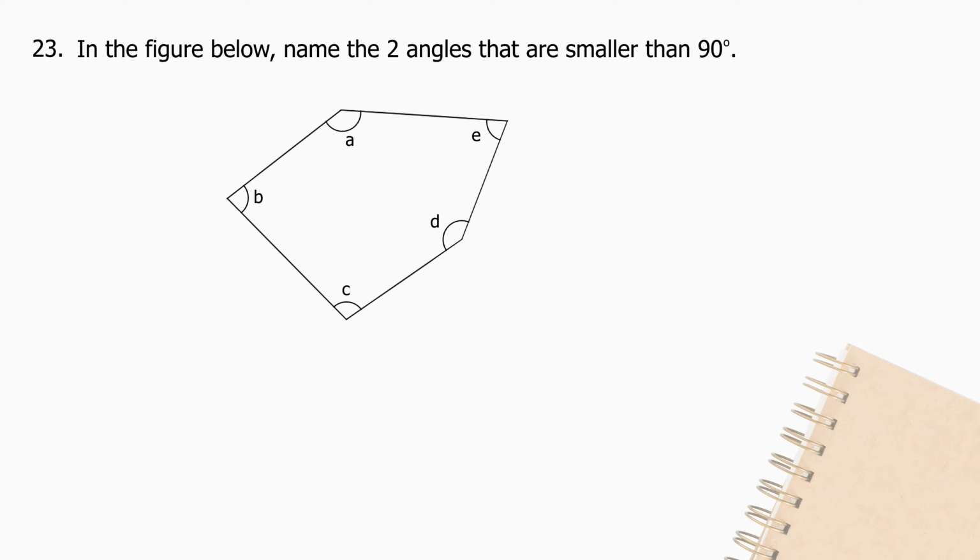Question 23. In the figure below, name the two angles that are smaller than 90 degrees. The answers are B and E.